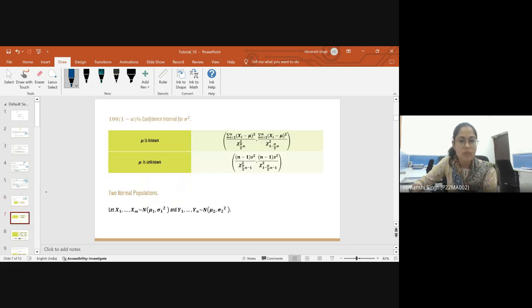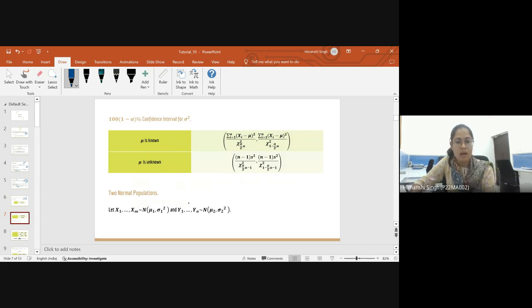Now if I want to construct a confidence interval for sigma square, then I again have two conditions: mu is known or mu is unknown. If mu is known, then this will be the confidence interval, where we have the appearance of the chi-square distribution, so we will be finding these values using the chi-square table. And if mu is unknown, then again I have n minus 1 s square divided by chi-square alpha by 2, n minus 1, and n minus 1 s square divided by chi-square 1 minus alpha by 2, n minus 1. We will be finding these values from the chi-square tables.